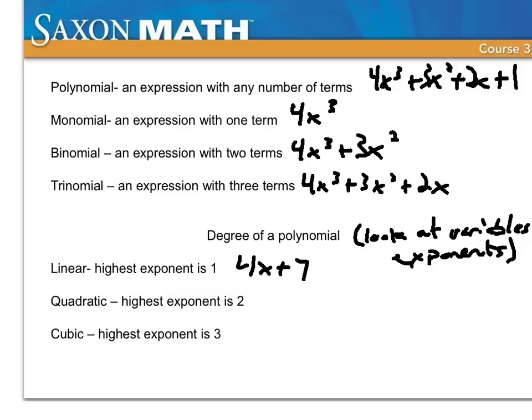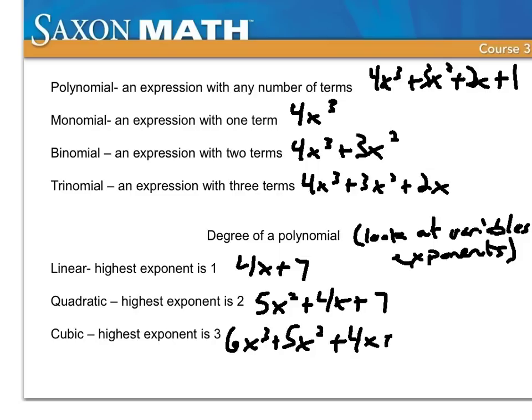Okay, let's do another example. Let's say in front of that 4x we put 5x squared, and then did plus 4x plus 7. So again we're looking at our variables. I've got an x and an x squared, and we're going to look at the highest exponent. So the degree of this polynomial is 2, and that is called quadratic, because the highest exponent is 2. Then we have one called cubic, where we could have 6x cubed plus 5x squared plus 4x plus 7. This one is called cubic, and the highest exponent is 3 out of all those x's.